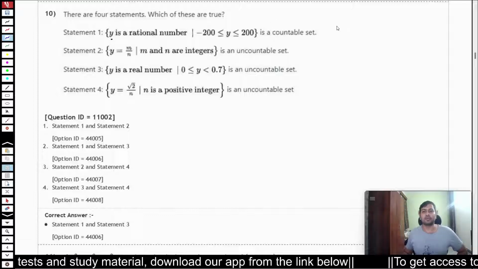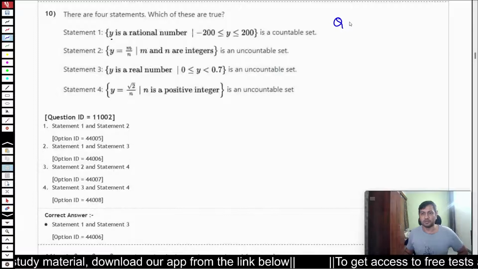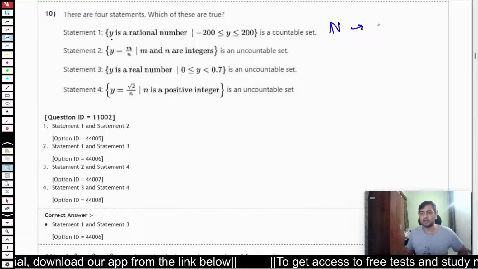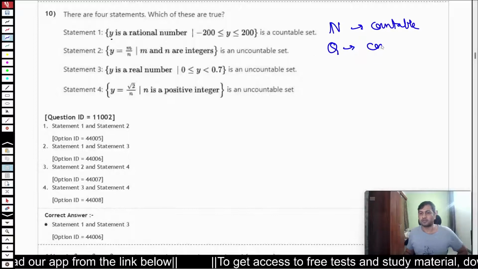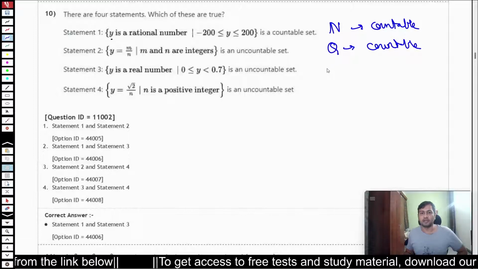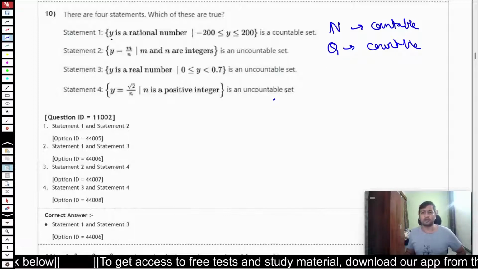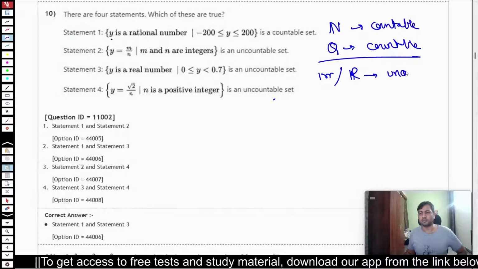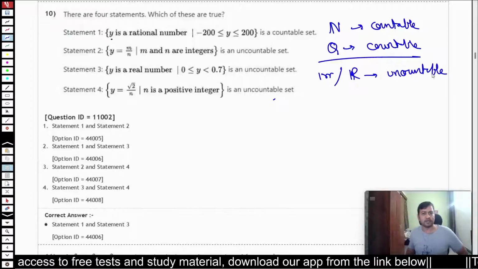Now यहाँ पे उस topic में हमने ये देखा था कि the set of rational numbers Q, first of all, natural numbers are countable. ठीक है. And rational numbers are also countable. ठीक है. And real numbers are uncountable and irrational numbers are uncountable. ठीक है. So irrationals and real numbers are uncountable. ठीक है. So the proofs we have already done.